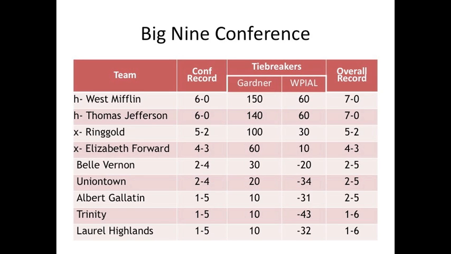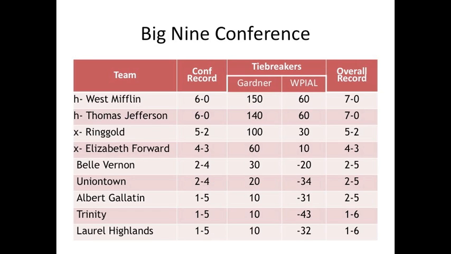In the Big 9 Conference, West Mifflin and Thomas Jefferson are both undefeated and are on the fast track to a showdown in the last week of the season once again for the conference title. Ringgold and Elizabeth Forward have also clinched playoff spots. Ringgold has clinched the 3rd place spot, but they've not yet secured a home game, and they can't do so this week because they play a non-conference game against Highlands, which is actually a very important game as far as playoff seeding is concerned, because Highlands is currently in a 3-way tie for first in the Greater Allegheny Conference, which we'll get to in a moment.